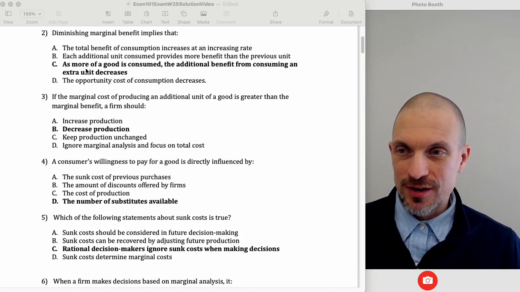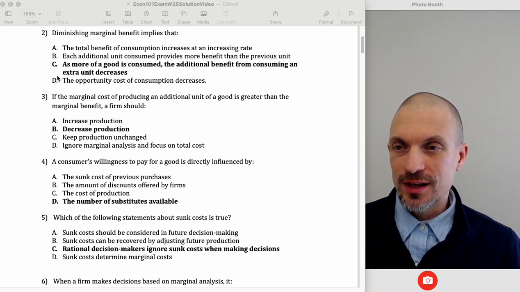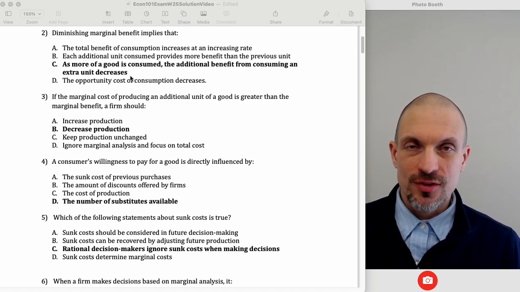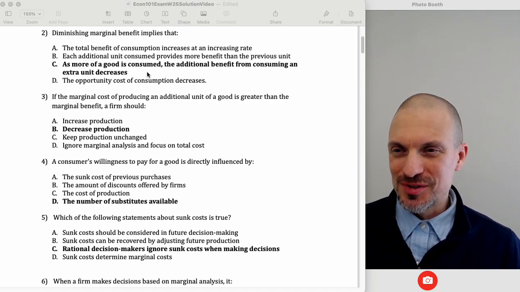Diminishing marginal benefit implies as more of the good is consumed, the additional benefit from consuming an additional unit decreases. So the idea is, imagine if you're really thirsty, the first sip of water is very refreshing. By the time you've drunk a whole bottle of water, you probably don't value one more sip as much as the first, right? That's diminishing marginal benefit.